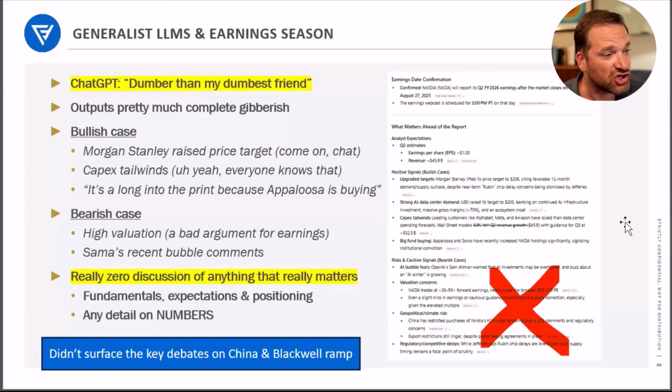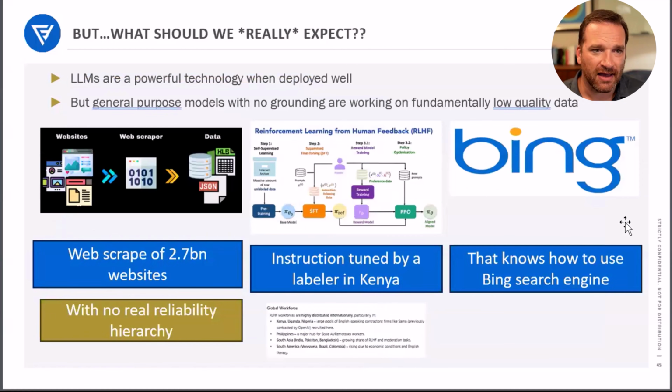The key debates on China and Blackwell ultimately seem to be the hinge points on the quarter. So I would caution you very much to not use stock ChatGPT to do an earnings preview, certainly not to identify anything helpful. But thinking about the first principles of why, my skeptical view is: should we really expect ChatGPT to be able to do a complicated process like this?